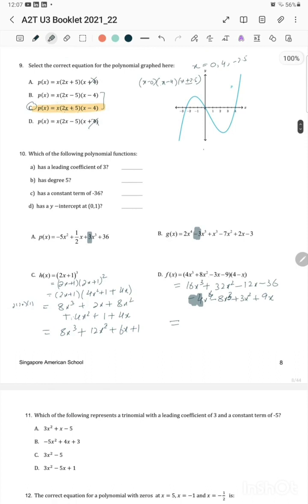So leading coefficient of 3 is A. Degree of 5 is B. Constant 36 is minus 36, this one. Y-intercept of (0, 1) means the constant should be 1.